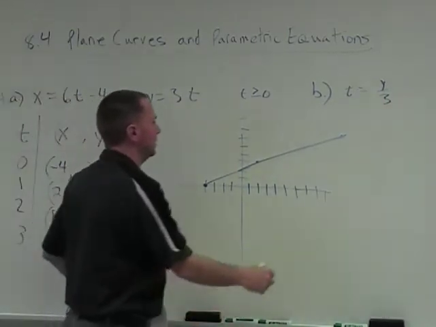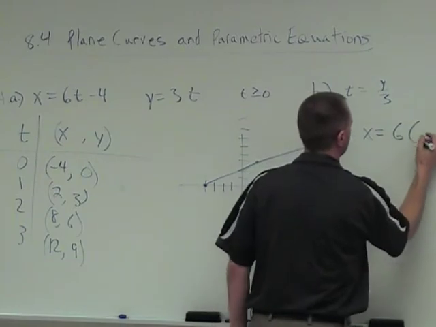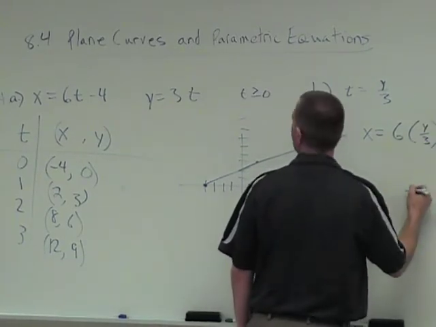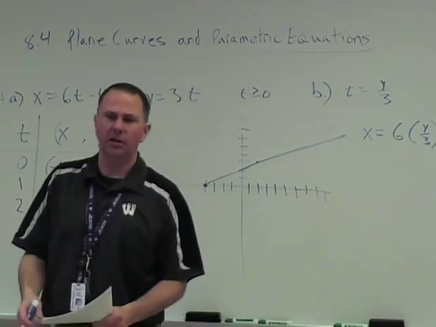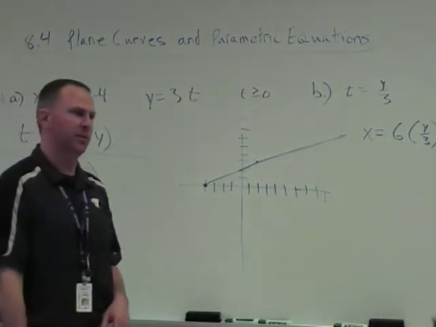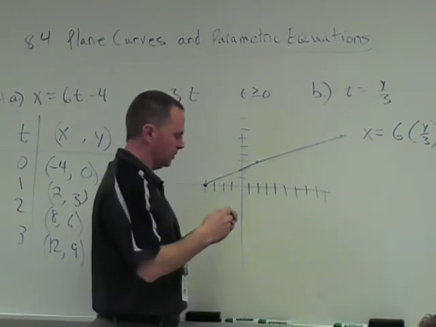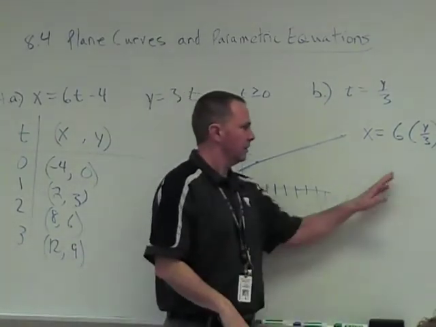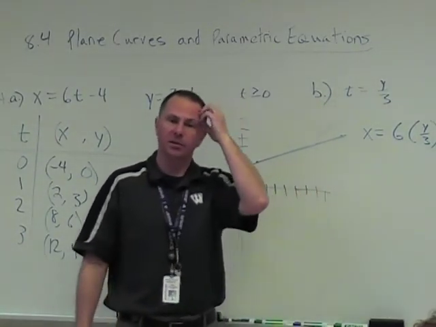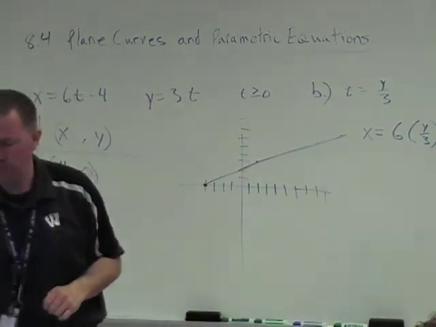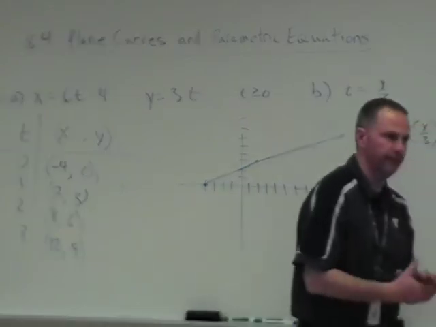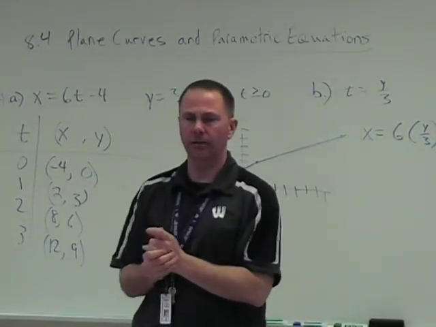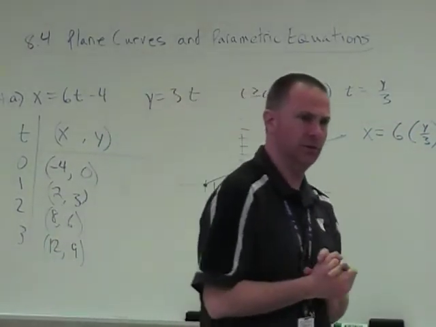So x equals 6 times t, which is y over 3, minus 4. Everybody solve that equation, and then solve for y. Get y by itself. Go ahead and simplify, and then get y by itself. And then I'll review what it is you're doing. We'll do some harder problems.